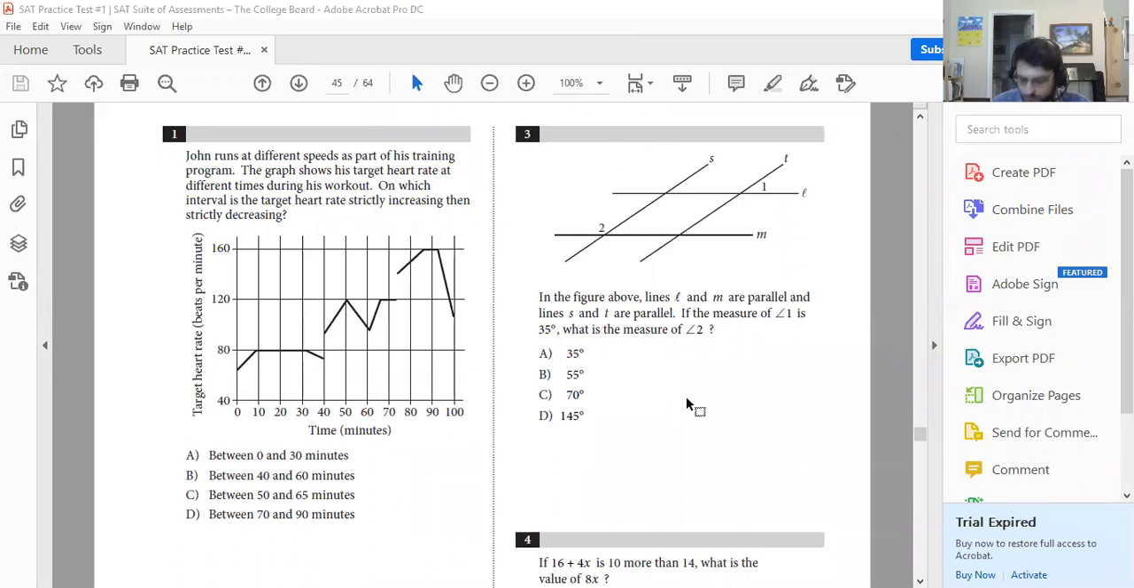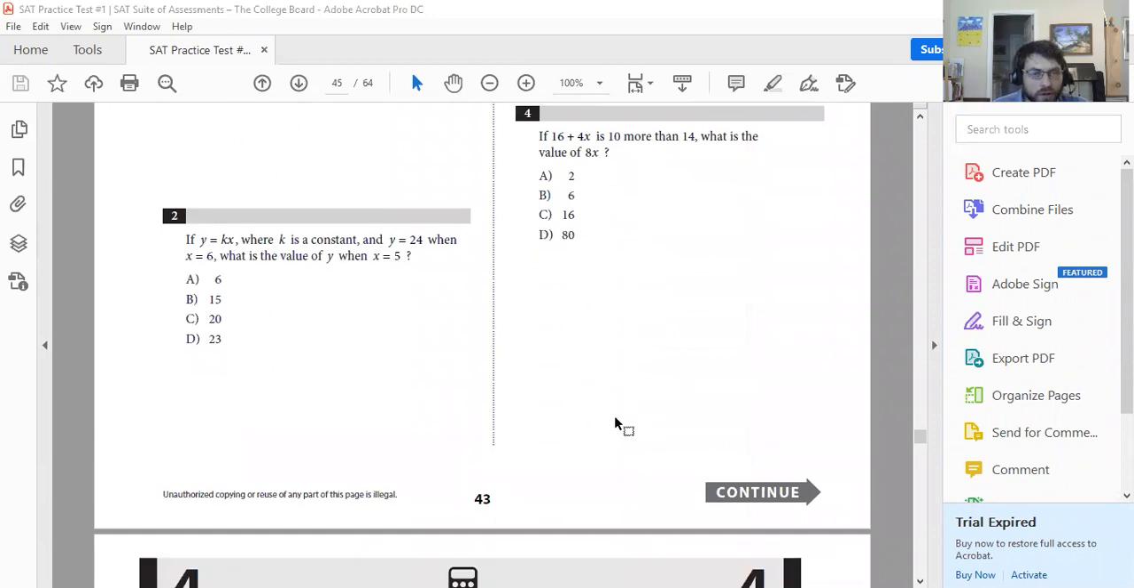Number 2, if y equals kx and k is a constant, and y is 24 when x equals 6, so we can solve for k that way. 24 equals k times 6, divide by 6, you have k equals 4. What is the value of y when x equals 5? So we'll plug k back into this original equation. When x equals 5, this will be 4 times 5 equals 20.